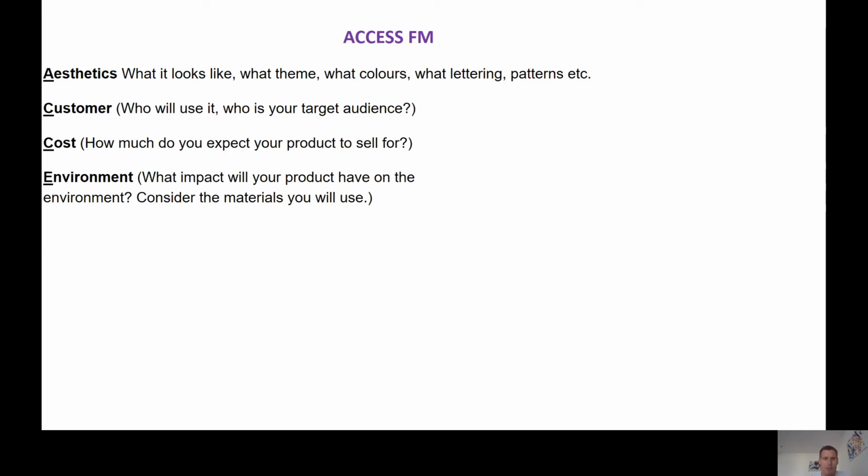Environment: what impact will your product have on the environment? Consider the materials you're going to use. We know that wood is renewable. We can grow more, it's never going to run out, whereas plastic comes from oil. Bad for the environment, not renewable. So think about those things.